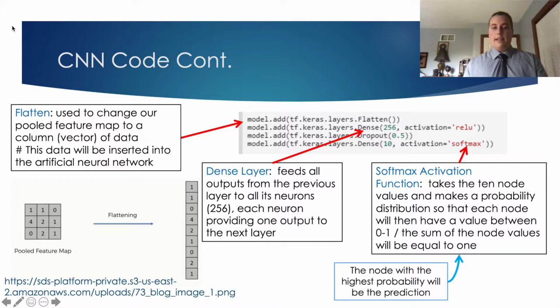And then I used a dense layer, which feeds all the outputs from the previous layer to all the neurons in the second layer. So if you had 256, it's going to feed all those into the next layer. I used the softmax activation function, which takes the 10 node values and creates a probability distribution, so that only one will have the highest probability, and that node is going to be the prediction. So in this case, if a shirt had a prediction of, say, 0.43 and the rest added up, they all add up to 1, but nothing else was bigger than that, it's going to be the shirt.